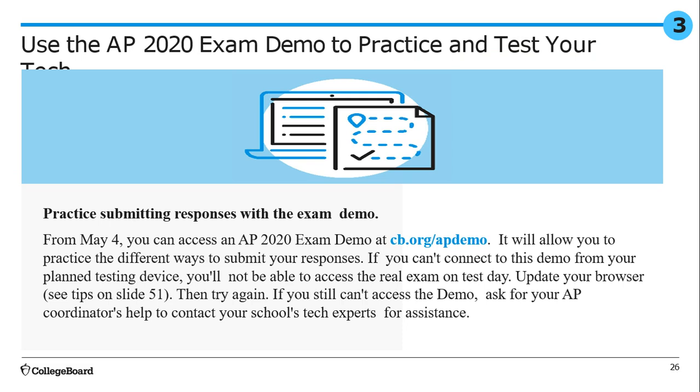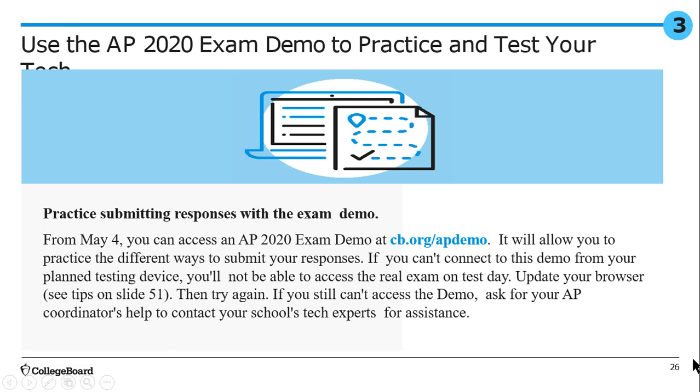All right, so practice submitting a response with the AP demo from May 4th. You can access the AP 2020 exam demo right there. It will also allow you to practice the different ways to submit your responses. How fast can you do it? Figure it out. Don't figure it out so that you can work into that 5-minute time frame. Figure it out so when you start submitting, if there's an issue, you might know a couple different ways to do it. Update your browser. See tips on slide 51.